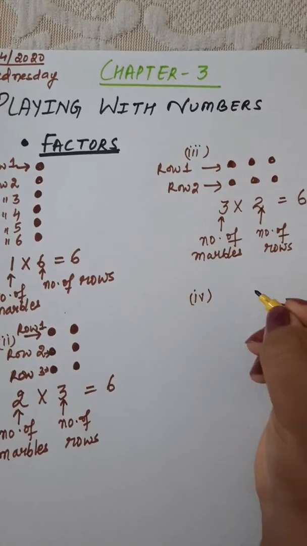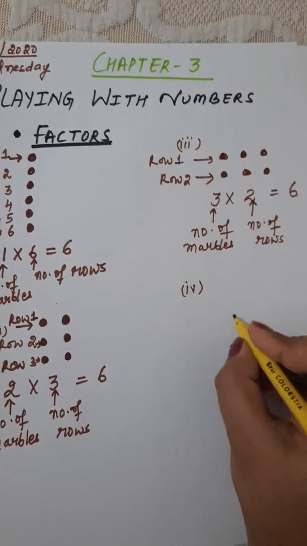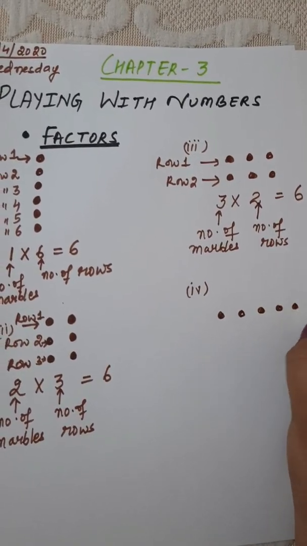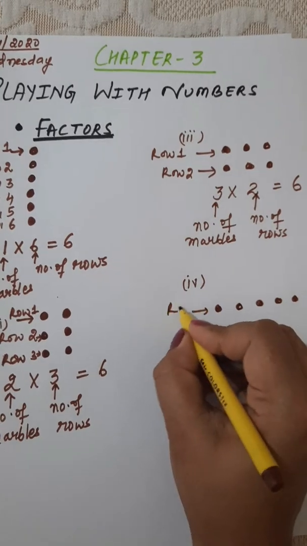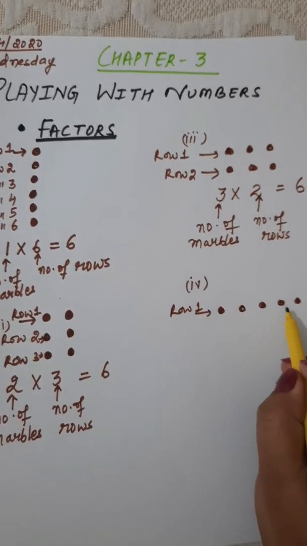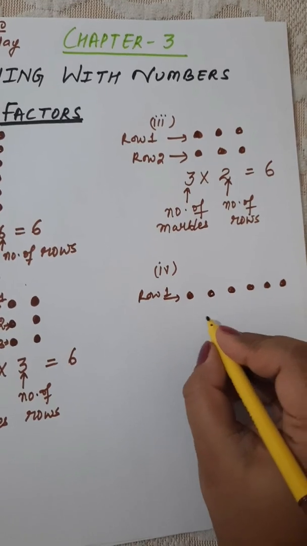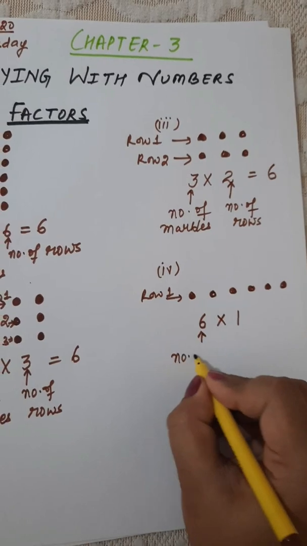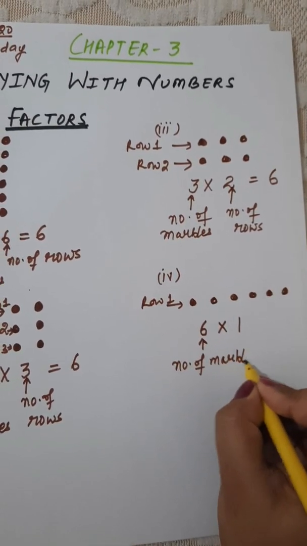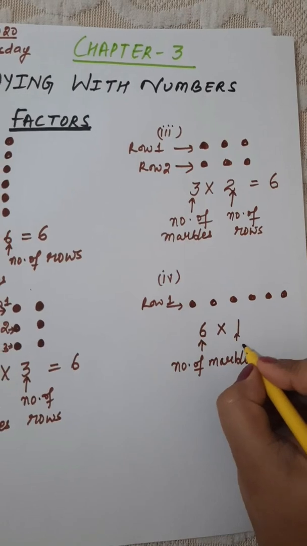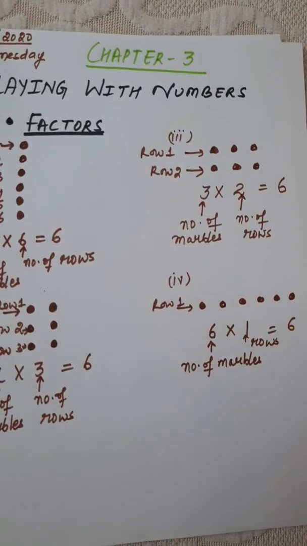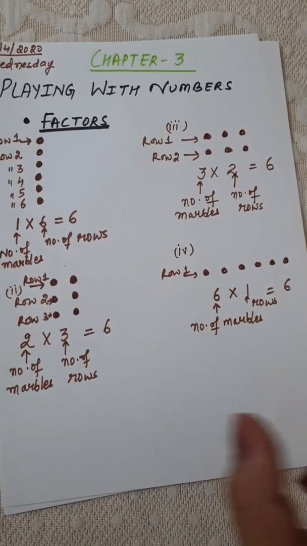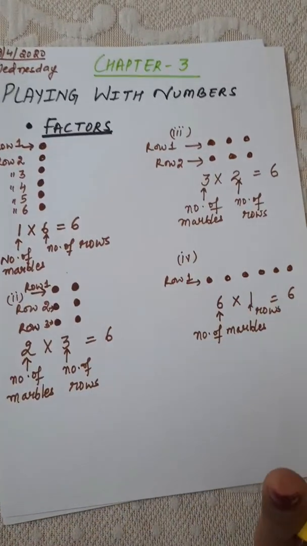Now the fourth way to arrange the marbles: if I arrange all 6 marbles in 1 row, this is only 1 row. So I can write 6 multiplied by 1, where 6 indicates the number of marbles and this 1 indicates rows. And when I multiply, I will get 6. So with this, I arranged 6 marbles in different ways.